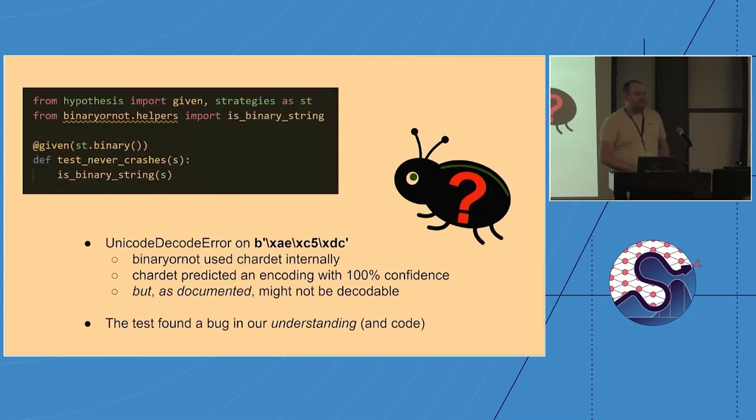It crashed. It turns out the function used the chardet library internally, which tries to detect what character encoding a string is in. And when chardet returns 100% confidence that it's a particular encoding, that is not intended to convey that it actually is a valid string for that encoding. But the binaryornot package at the time thought that it did, just a simple miscommunication based on the docs. So this bug was actually in some sense a bug in the understanding of the authors.